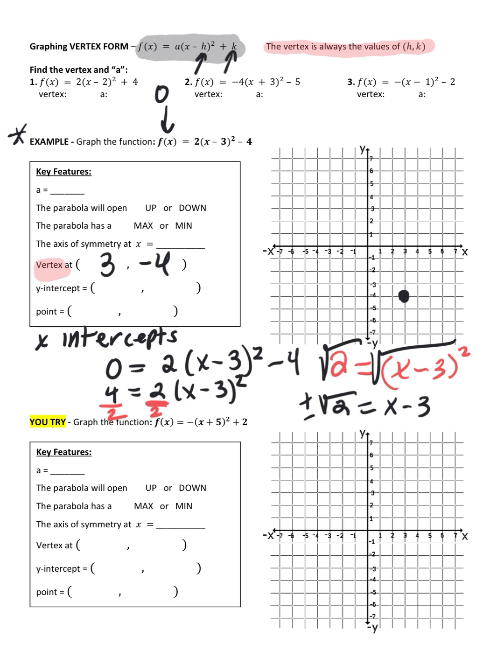And so I've got 2 roots. As you'd imagine, this graph crosses the x-axis twice. So the first place it crosses is at x equals the positive square root of 2 plus 3. And the other place that it crosses is the negative square root of 2 plus 3.